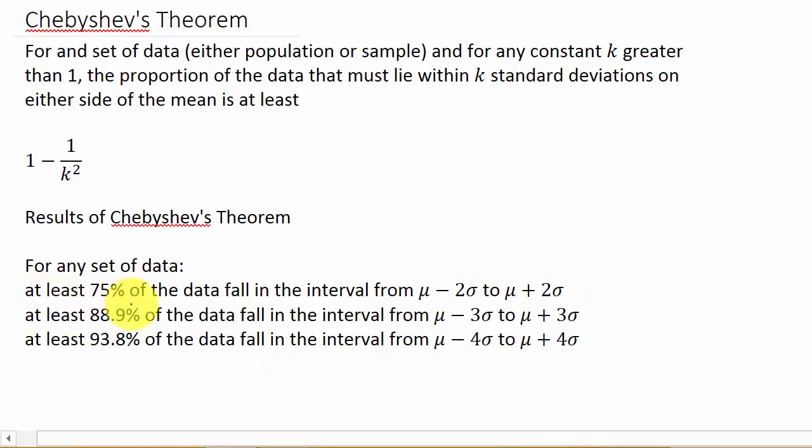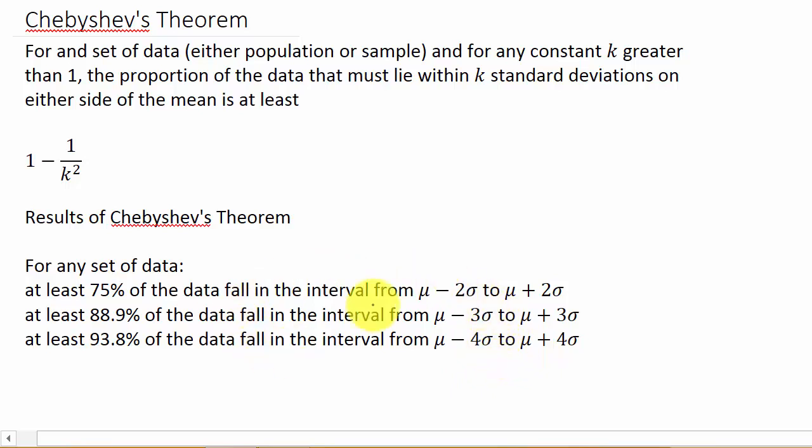It says at least 75% of the data fall in the interval from mu minus 2 sigma to mu plus 2 sigma. So basically, at least 75% of the data fall within 2 standard deviations of the mean. This one says that at least 88.9% of the data fall within 3 standard deviations of the mean. And this one says at least 93.8% of the data fall in the interval from mu minus 4 sigma to mu plus 4 sigma, or within 4 standard deviations of the mean.